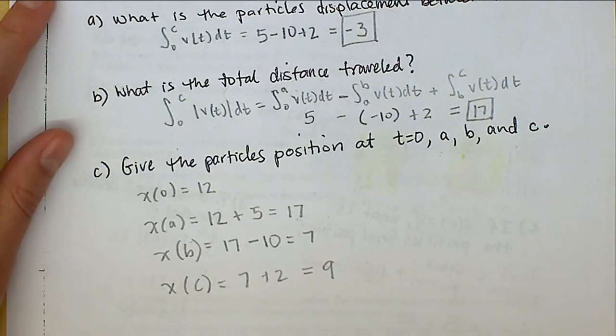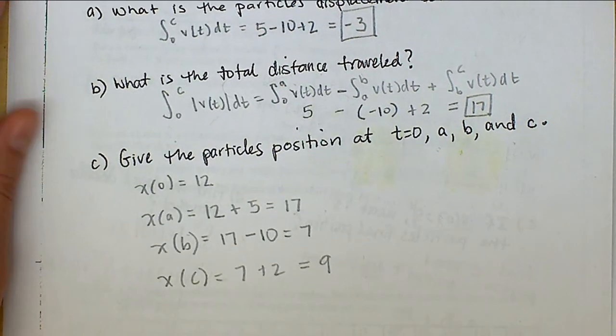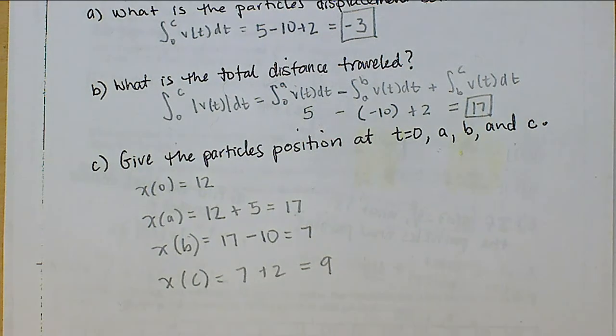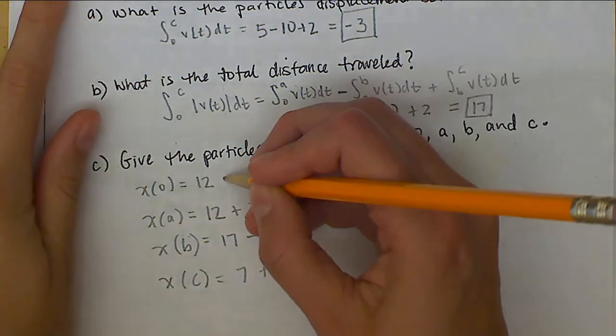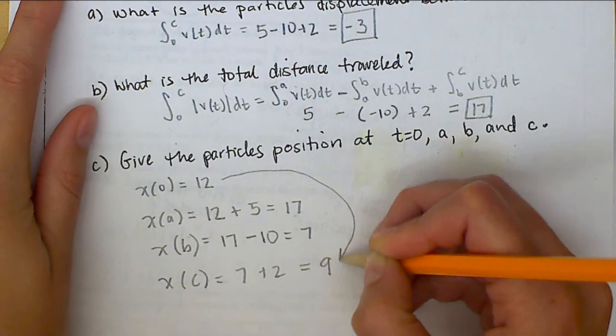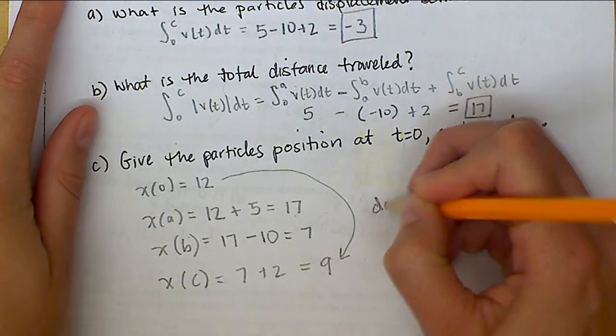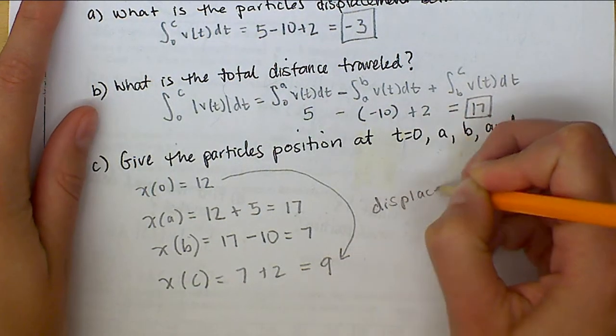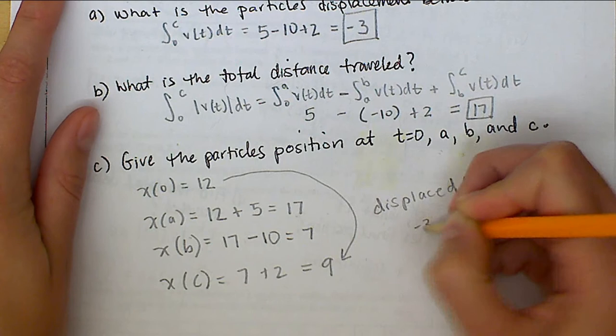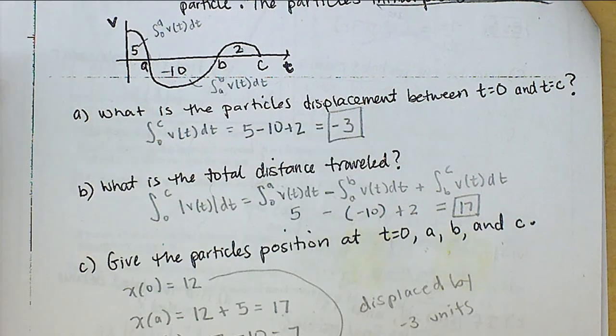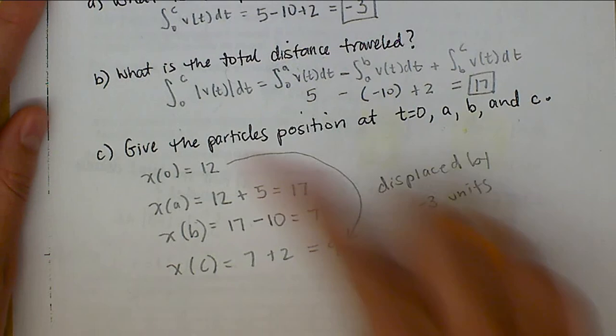Okay, so if you need to take a moment to pause and figure out where all these numbers come from, you can do that. I do want to point out that if you look at where it started and where it ended, it was indeed displaced by -3 units, which is what we came up with in part A. So it did go back 3 units, from 12 to 9.